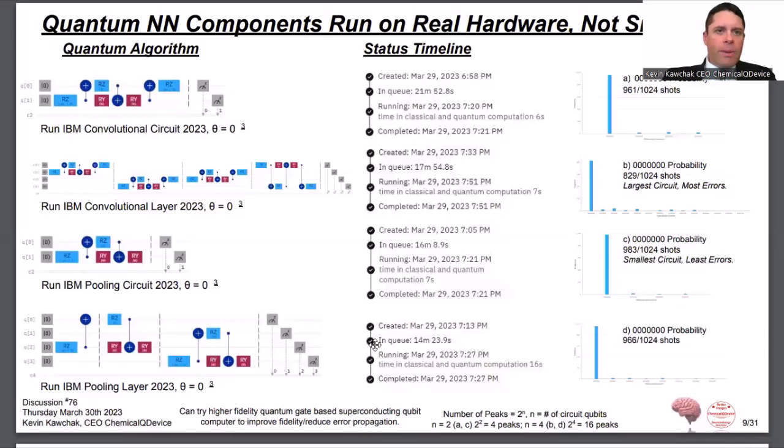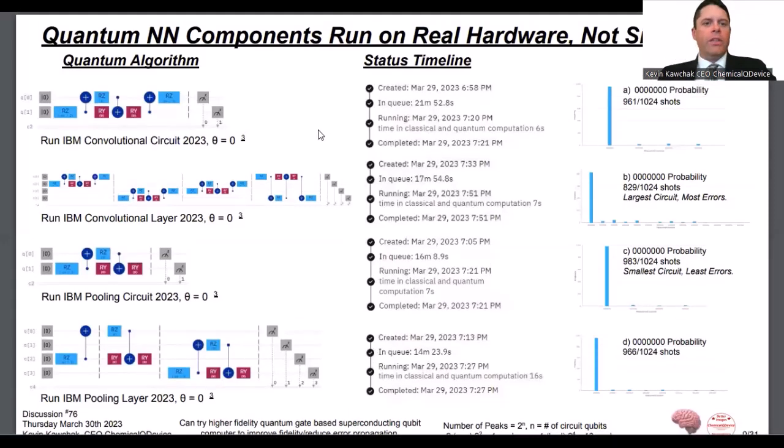So these are all of the smaller pieces that make up this IBM convolutional neural net. So you'll see the first one is the convolutional circuit. The second one is the layer. So the first makes up the bigger one, or kind of the instructions for it. And you can see, 961 out of 1024. The second one, 829 out of 1024. And this is likely because more gates, bigger circuits, more chances for things to go wrong. So you're not going to get as much of that single probability right there.